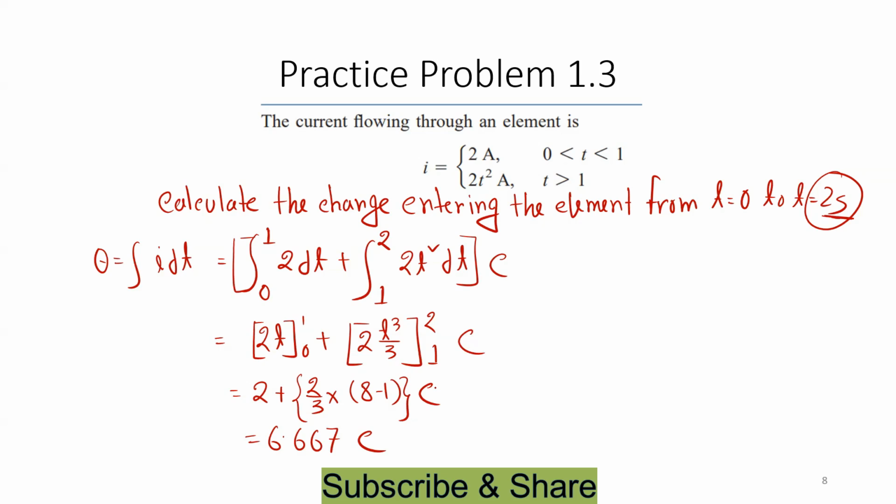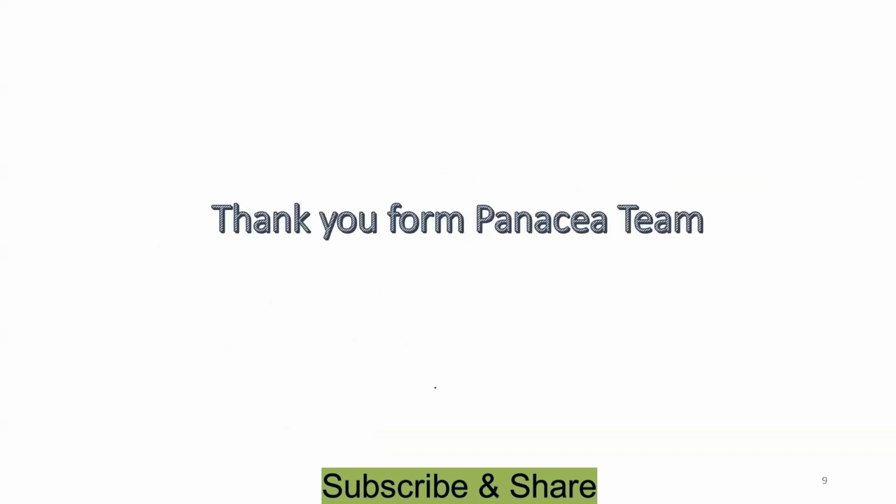This is practice problem 1.3. Hope you all understand this. This is a very simple problem. We started to cover all the mathematical problems in a very simple manner.